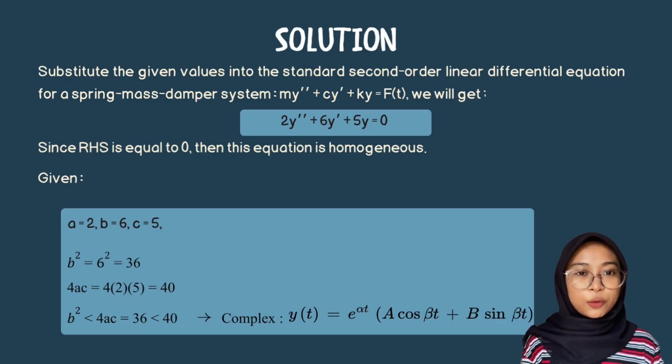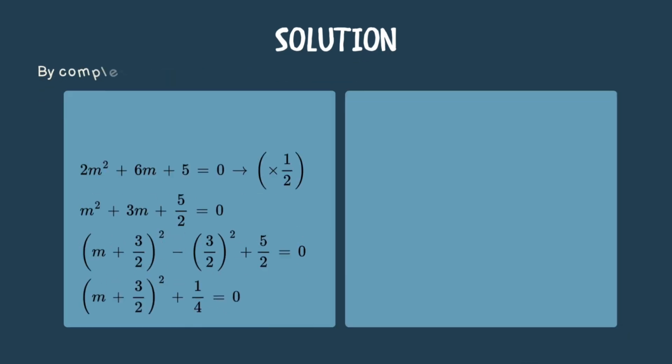From the equation, we get a equal to 2, b equal to 6 and c equal to 5. Next, find the value of b² and 4ac. Comparing the values, we see that b² is less than 4ac. Hence, the roots are complex and we must use the formula y(t) equal to e^(αt)(A cos βt plus B sin βt).